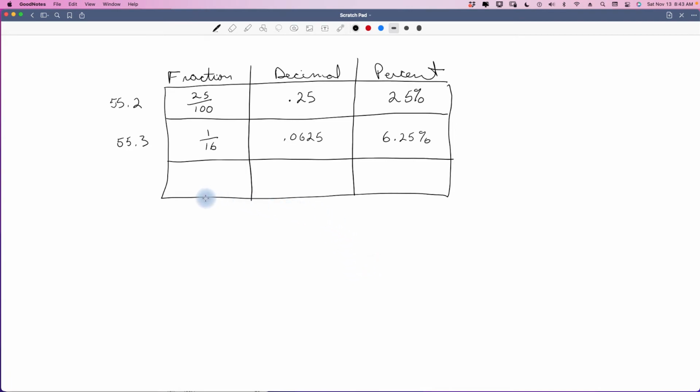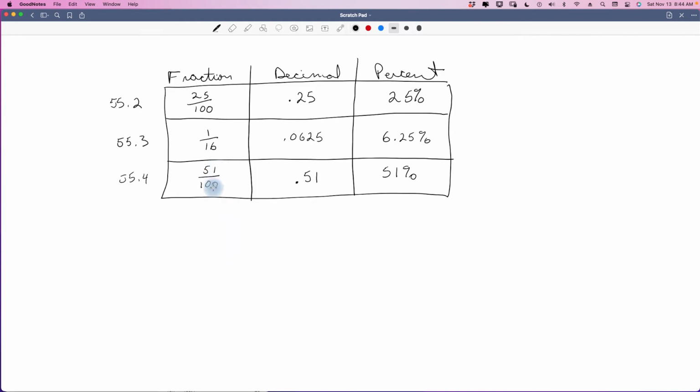So we have one more, and that is one we started with earlier. And in this case, 55.4, they gave us the decimal, 0.51, and they want us to turn it into a fraction and a percent. Okay, well, this is easy peasy for percent. It's just 51%, right? And then it's easy peasy for the fraction. So it's just 51 over 100.